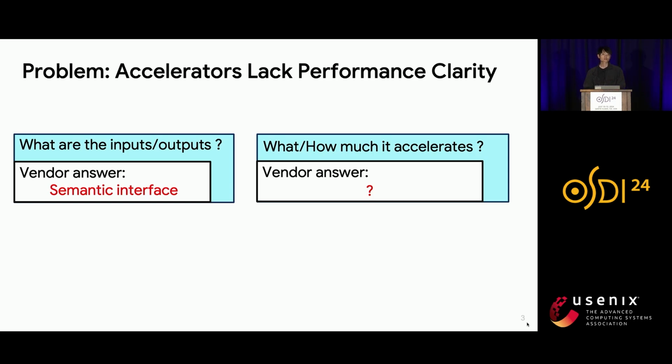The first question you ask is what its input and output are. Fortunately, hardware vendors provide you that. It's called a semantic interface. Semantic interfaces are documentation that tell you how to use the accelerator.